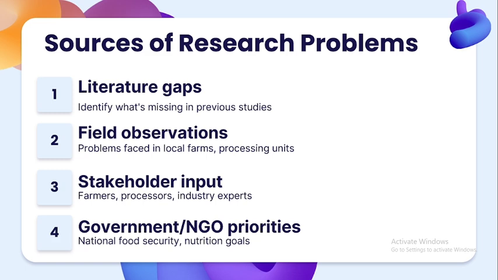We need this kind of equipment to perform this task, or we need this kind of variety so that we can get better yield of our crop. So that's the third point of input from your sources. And the fourth one is government or NGO based work.